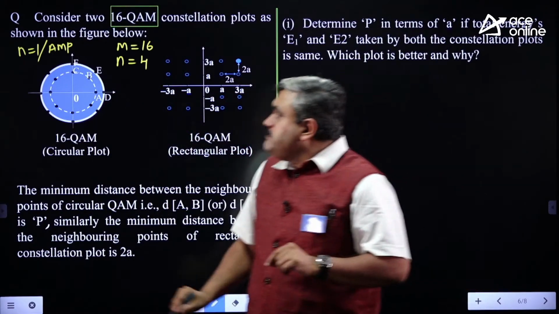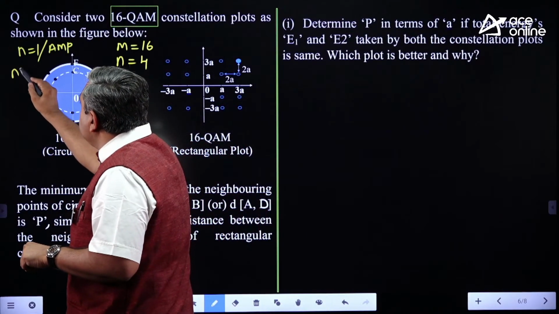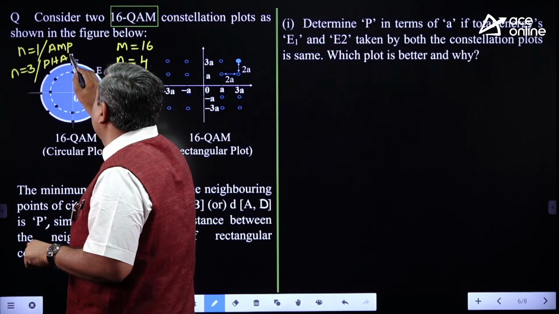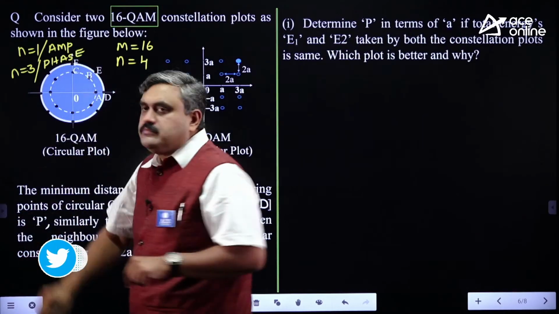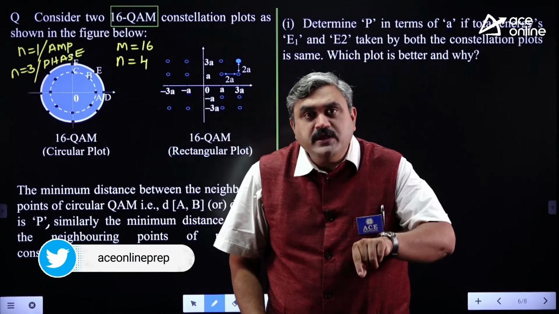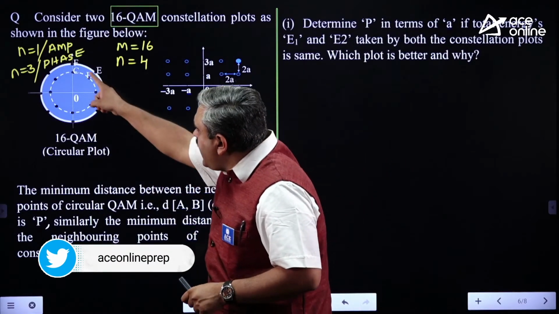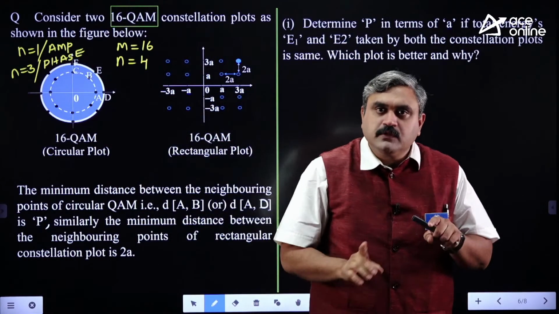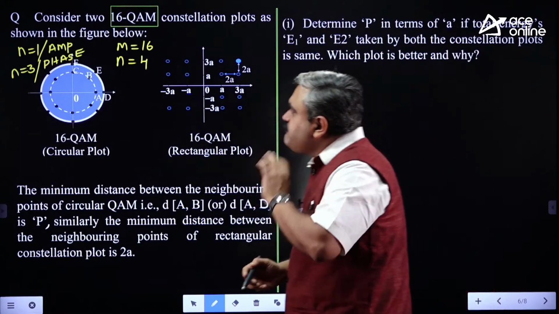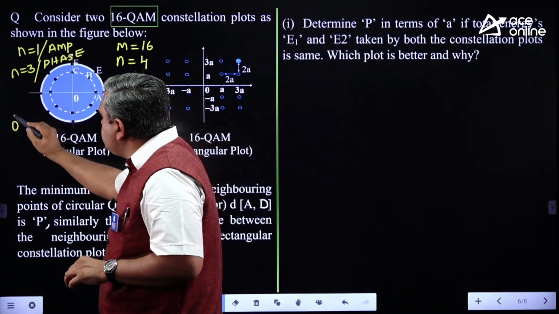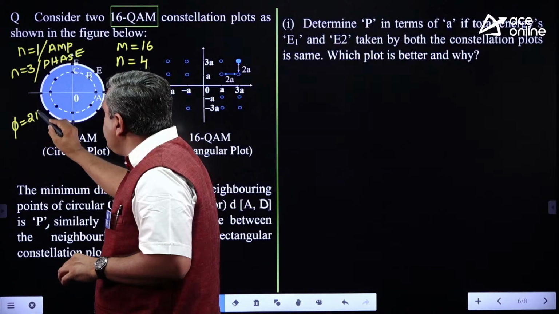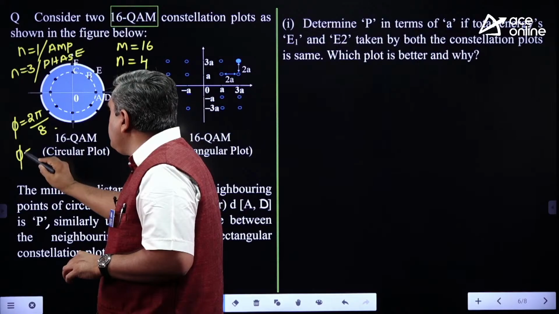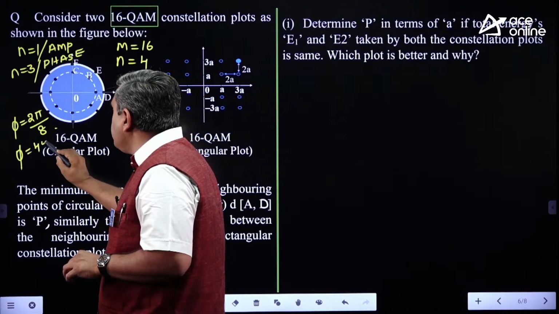Okay, and how many bits are remaining? 3 bits are there. These 3 bits I have used for phase changes. That means each circle should have how many phases? 8 phases. That is the reason for having 8 black dots on the inner circle, 8 black dots on the outer circle. Got my point? Now, what is the phase difference between each of these points? It is 2 pi divided by 2 cube, which is 8. Means the phase difference between individual points will be 45 degrees.